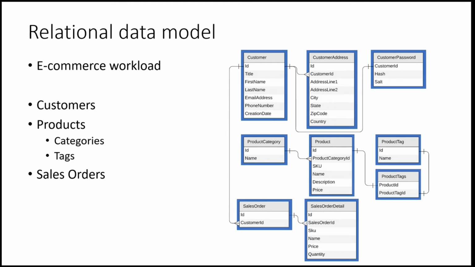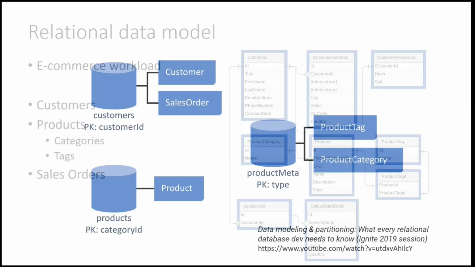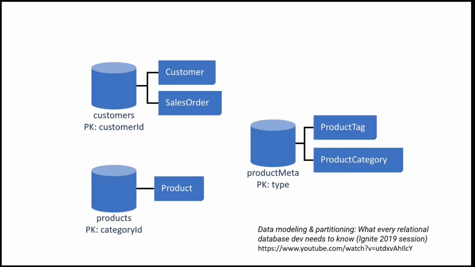This might involve multiple joins. So this is a quick example. You have customers, products. In products, you have the categories and product tags, and you have sales orders, right? So this was your data model, let's say in relational. But if you move to Cosmos DB, it might look something like this, right?